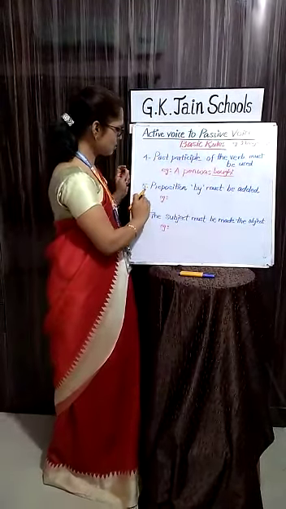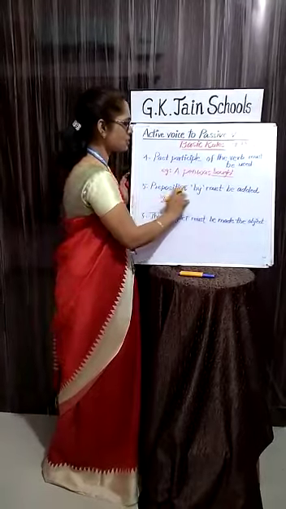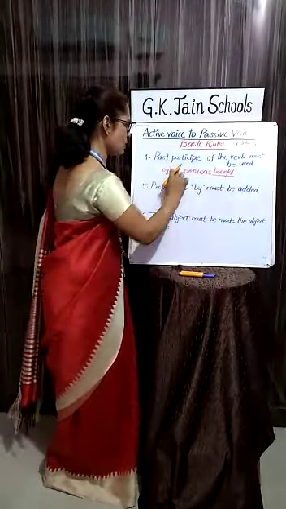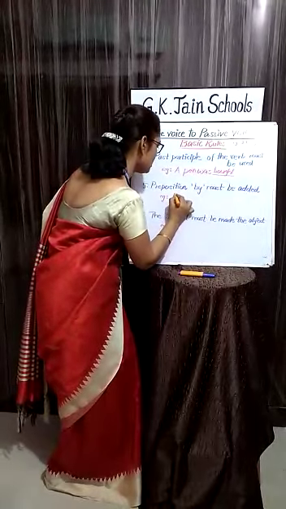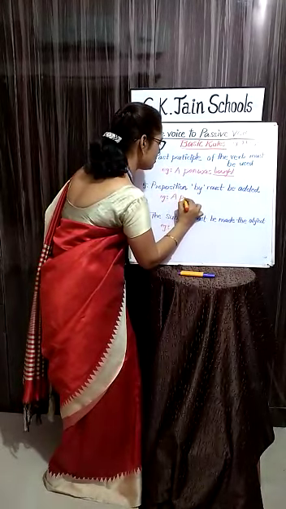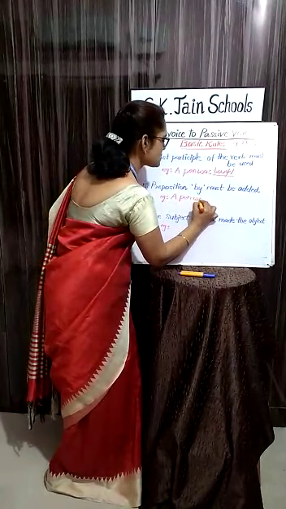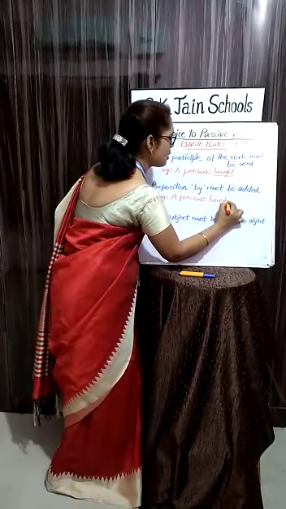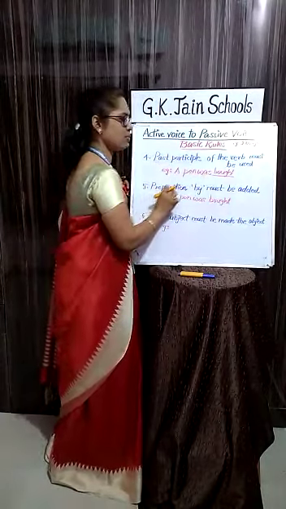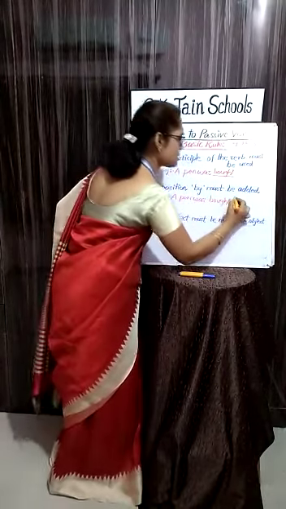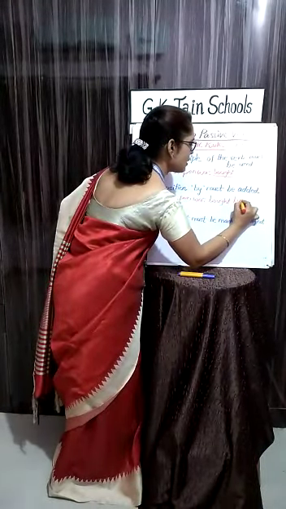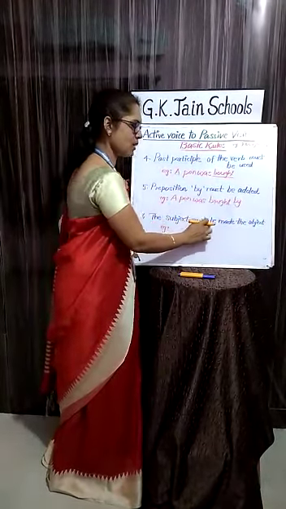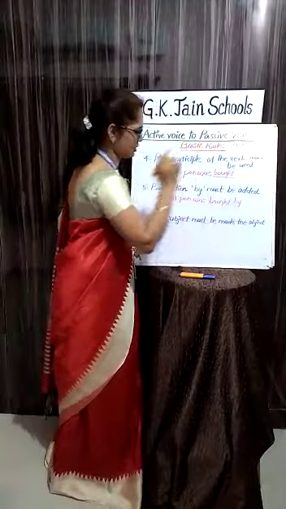Let us next go to the next rule. Preposition by must be added to the sentence. So we'll continue with the example. A pen was bought. And now we are going to add the preposition to this sentence. By. And last rule, the subject must be made the object.